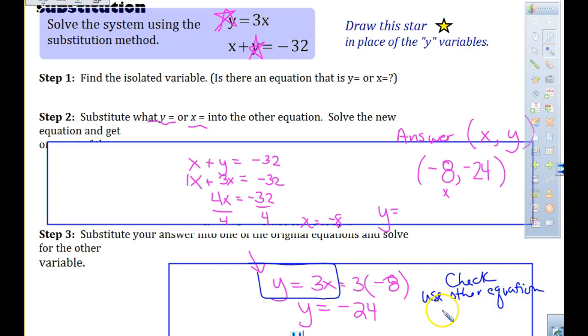So if we're using the other equation, it was x plus y equals negative 32. And to do the check, you're replacing the x with negative 8. So I'm going to plug in negative 8 plus my y, negative 24. And the question is, does that equal negative 32? And negative 8 plus negative 24 does equal negative 32. It's a check. Okay?